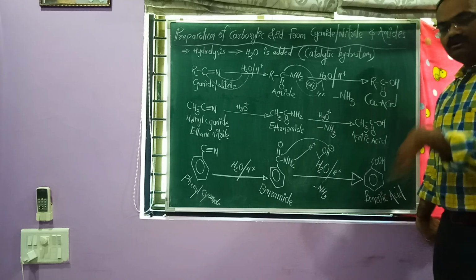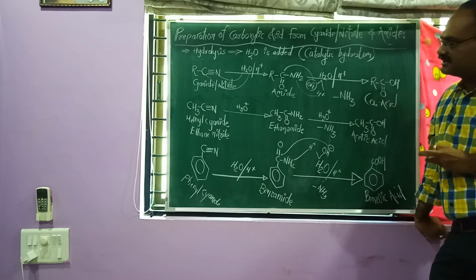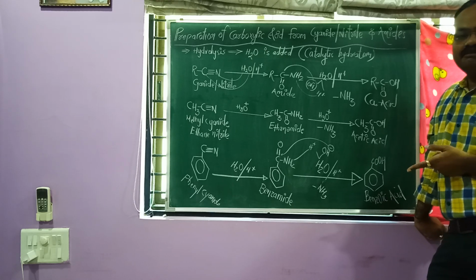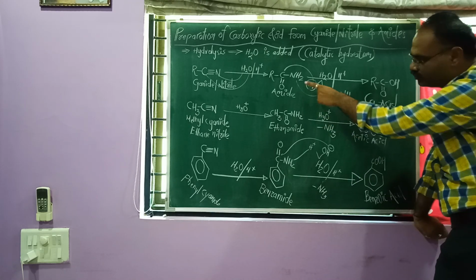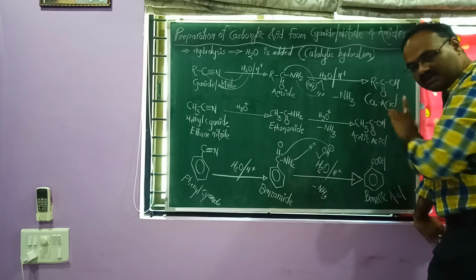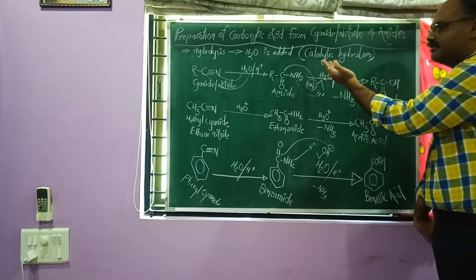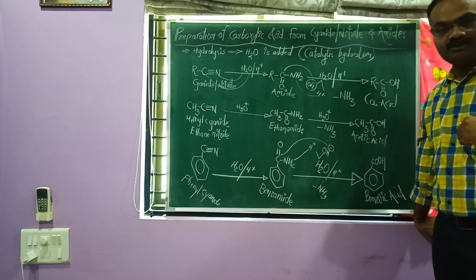So other examples we will discuss in classroom. These are very simple two reactions. Our cyanide compound can be converted to amide, and amide can be converted to carboxylic acid. Simple. So nitrile or cyanide or amide can be converted to carboxylic acid.